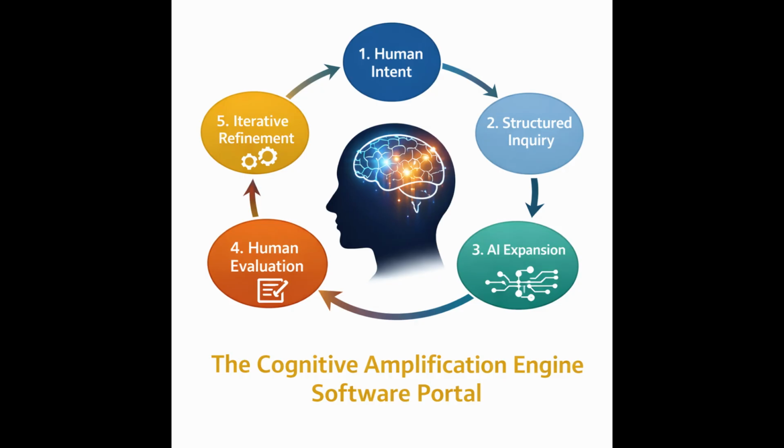What is the cognitive amplification engine? At its core, the cognitive amplification engine is a human-in-the-loop thinking system. It guides users through a repeatable cognitive workflow that clarifies goals, structures complex questions, expands insight using AI, and preserves human judgment at every critical step. CAE is not about automation for automation's sake. It's about better thinking, better decisions, and better outcomes.